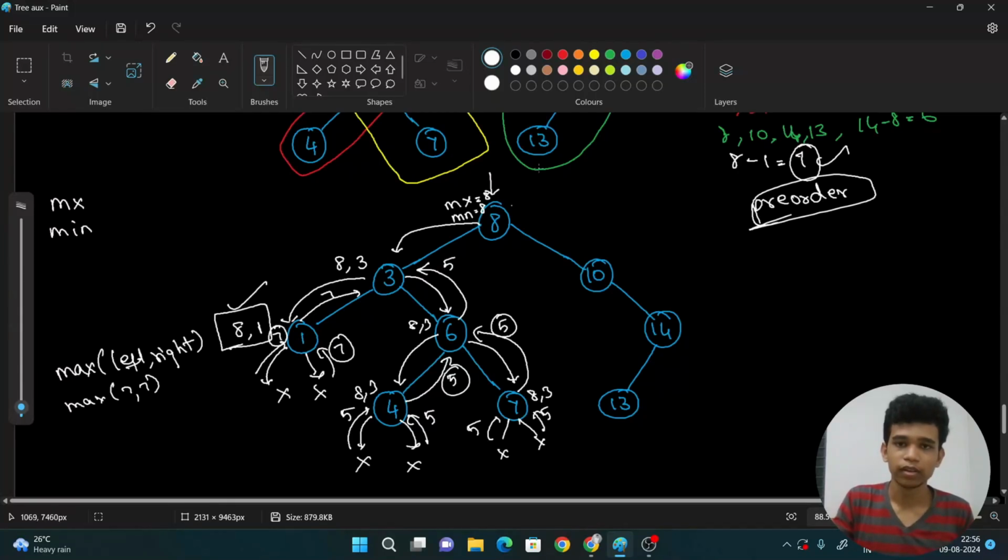So at this node 3, what is my left value? It is 7. What is my right value? It is 5. So I want to return what? Sorry, I want to return 7 here, because 7 is the maximum, right?